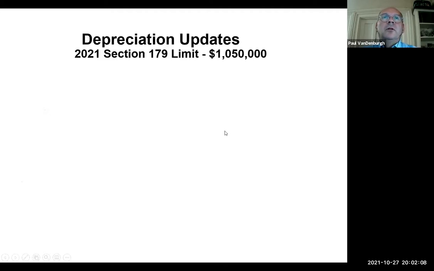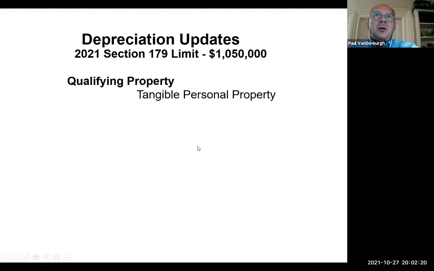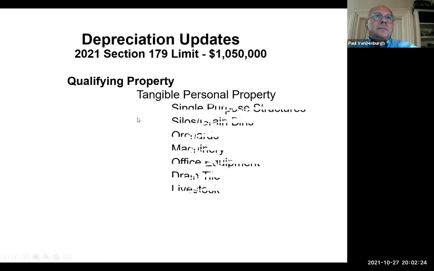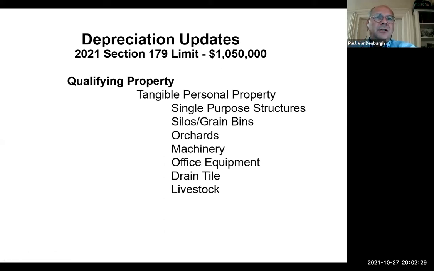We've gone through prepaid. So depreciation, one of my favorite near and dears. The 2021 Section 179 limit is $1,050,000. Folks, that is a big number. Tangible personal property, single purpose structures, silo grain bins, orchards, machinery. You can see the list. Drain tiles is Section 179 eligible.